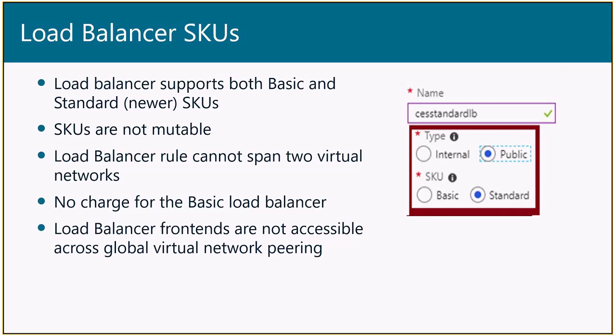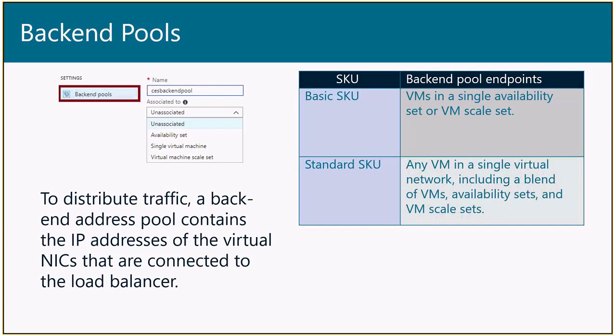Okay, and we have load balancer SKUs. The type can be internal or public. The SKU is basic or standard. Load balancers support both basic and standard SKUs. Of course, standard is a little more expensive. SKUs are like a license, right? They are not mutable. Load balancer rules cannot span two virtual networks. It's only in one virtual network. There are no charges for the basic load balancer. Load balancer front ends are not accessible across global virtual network peering. So there are rules that we have to keep under control.